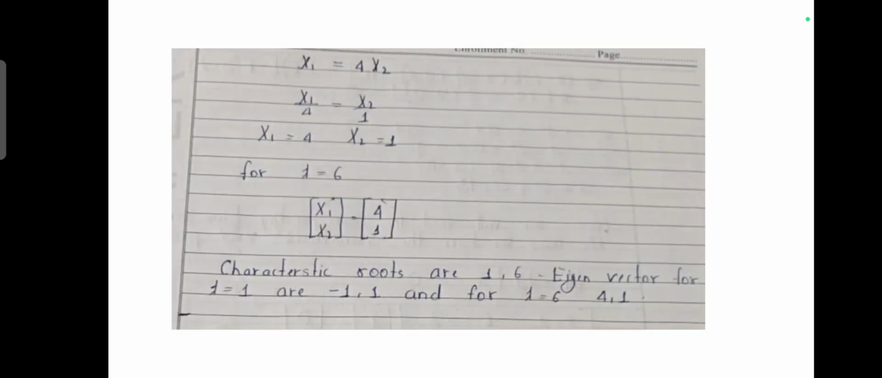Now moving to the next. Then on solving we get x1 equal to 4x2. Both sides we divide by 4, then we get x1 upon 4 equal to x2 upon 1. So we get the values x1 equal to 4, x2 equal to 1. So we have got the value for characteristic root lambda equal to 6 as x1 equal to 4, x2 equal to 1.